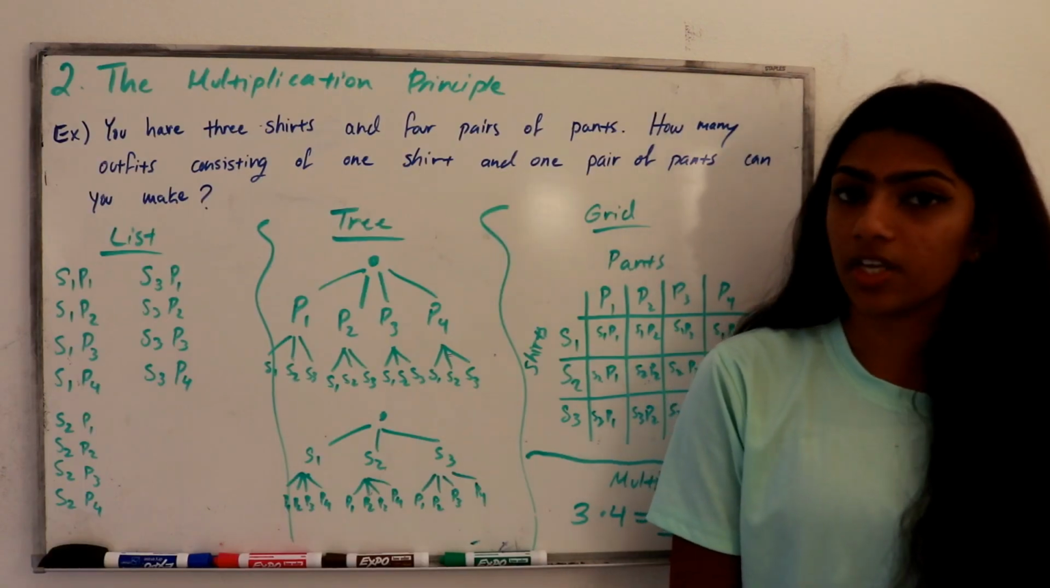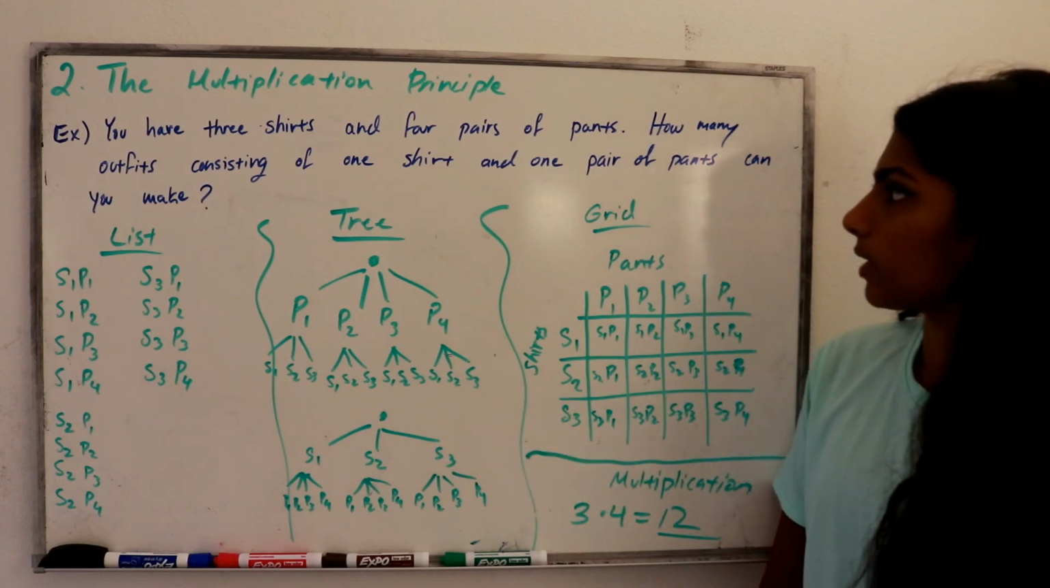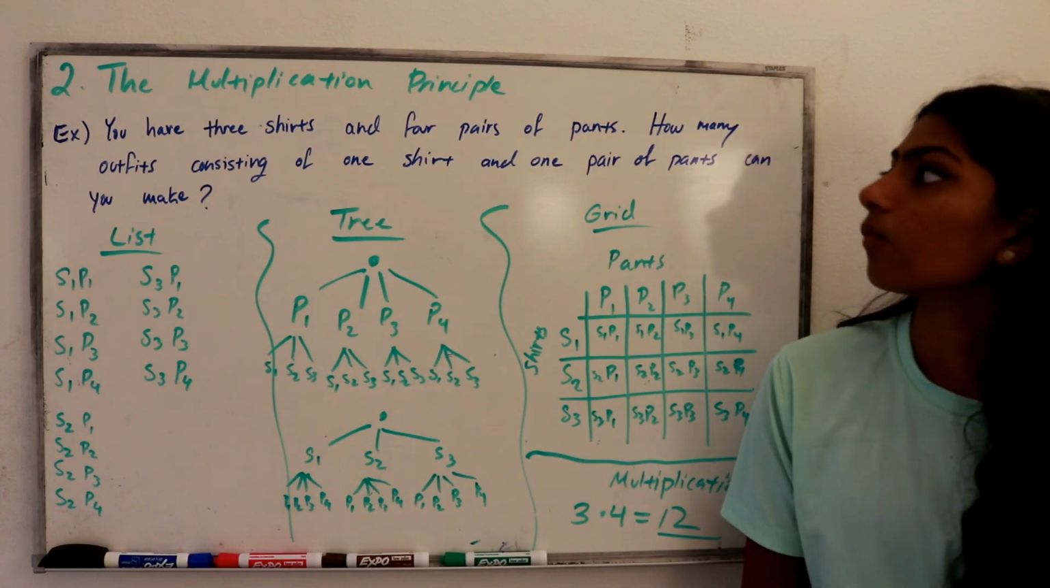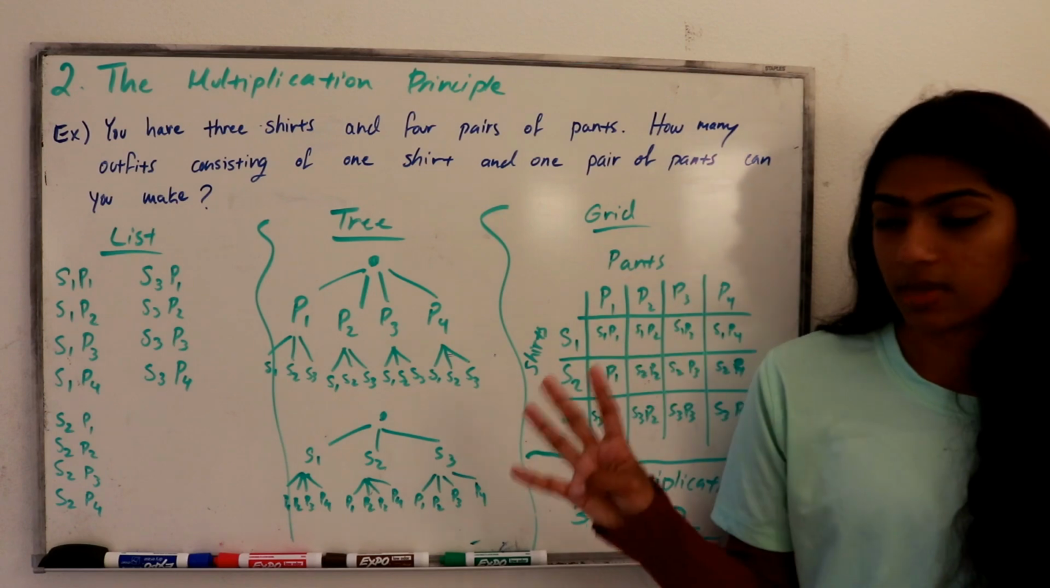So now let's look at the multiplication principle, and let's look at this example. You have 3 shirts and 4 pairs of pants. How many outfits consisting of 1 shirt and 1 pair of pants can you make? There are a few different ways you can do this.